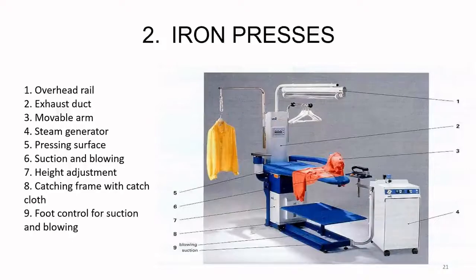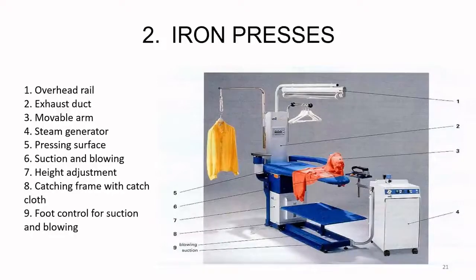And then you have 8, which is the catching frame with catch cloth. Now 8 is simply a broader blue surface at the bottom, just below the pressing surface. Its purpose is that if you are, let's say, pressing the neck or the sleeve of a long dress, and the rest of the garment somehow slides and falls, it is not going to fall on the ground, it is going to fall on the catching frame with catch cloth. So it will not reach the floor and will not get dirty. And number 9 is the foot control for suction and blowing.